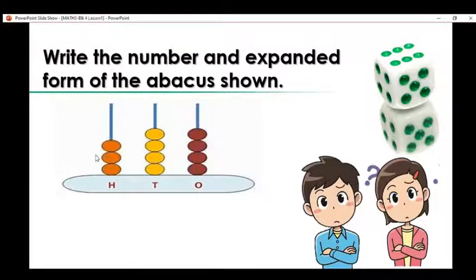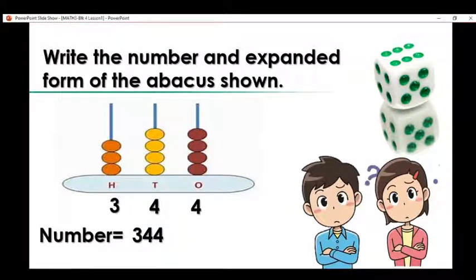So we'll start with counting 1, 2, 3. So we can say that there is 300. How about in tens? 1, 2, 3, 4. We have 4 tens. And how about ones? Oh, very good, because tens and ones are just the same number of circles. We have 4. So we can say that the number of the abacus shown is 344. So what would be the expanded form of 344?